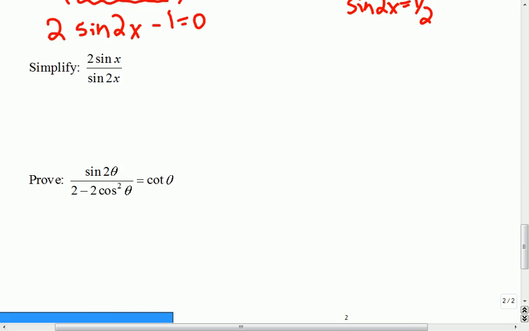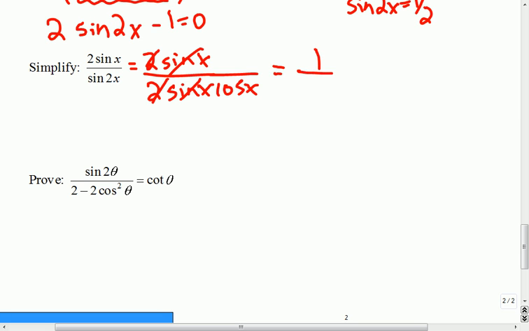Okay. So the next one, to simplify 2x over sine 2x. Again, this is the one you like to see because there's only one identity that you can switch it for. If I tidy up my fraction, I get 1 over cos x, which is the secant of x.